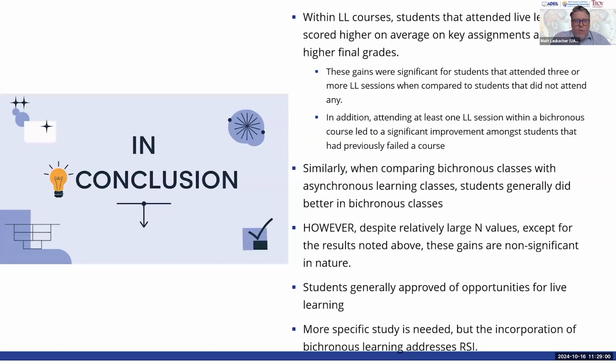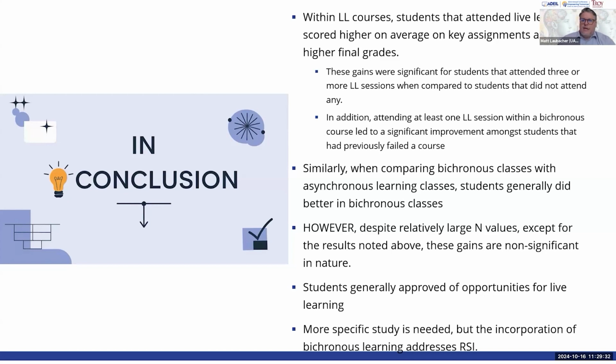So, in conclusion, Bichronous learning is a learning environment that combines both asynchronous and synchronous elements, and that has led to increased student success metrics within online courses. The current study examined the effects of Bichronous learning in an accelerated general education history course at UAGC, and this research observed increased student success metrics within experimental Bichronous sections, as well as live learning sessions within the Bichronous sections.